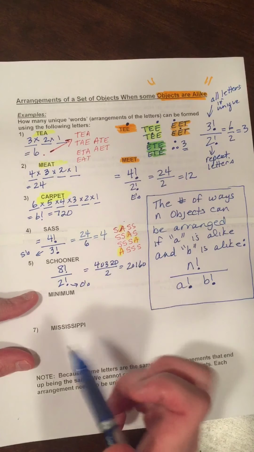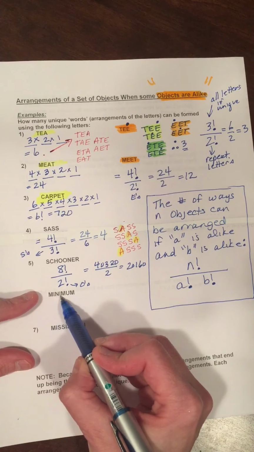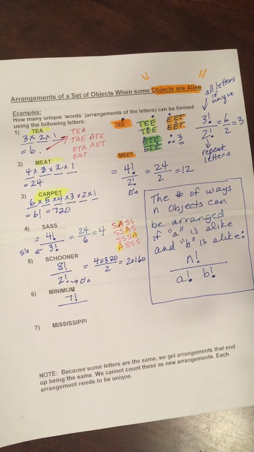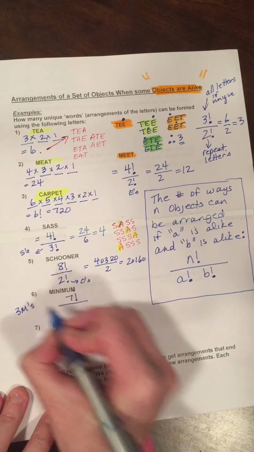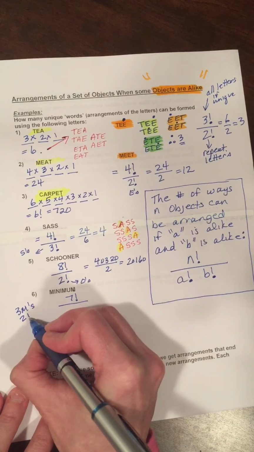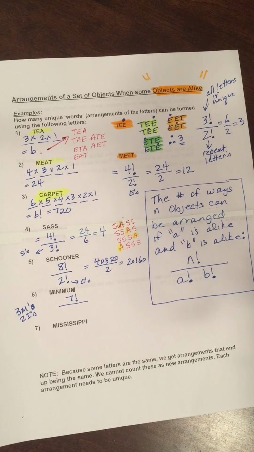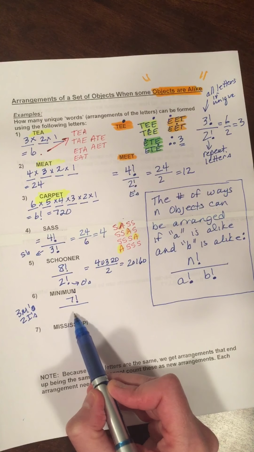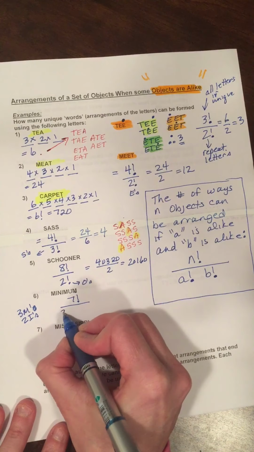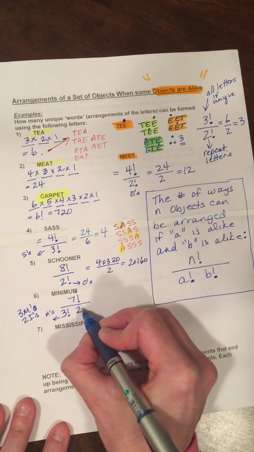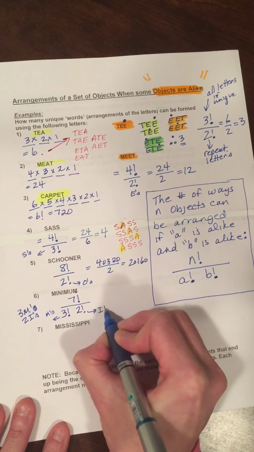So let's start with minimum. I've got 1, 2, 3, 4, 5, 6, 7 letters if the letters were unique. But in the word minimum, I've got 3 M's and I've got 2 I's. I can't group those together. It's not like there's 5 repeating letters. I can't put 5 factorial here. I have to keep them separate. I have 3 factorial for the M's, and I have 2 factorial for the I's.